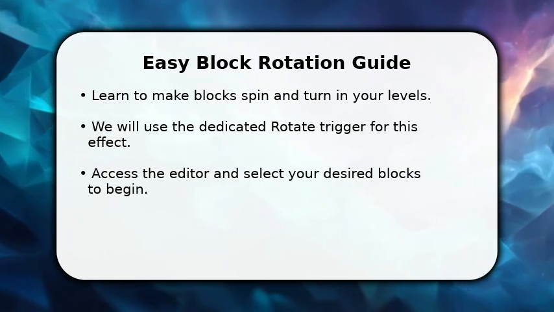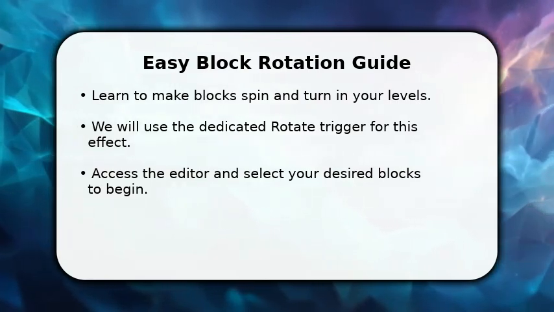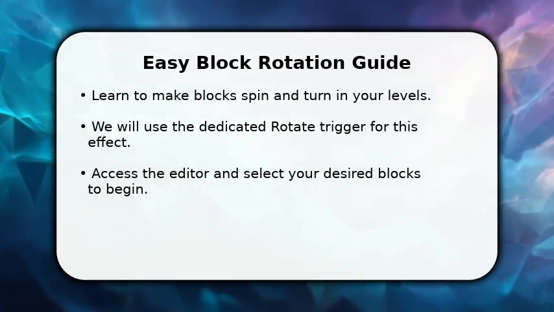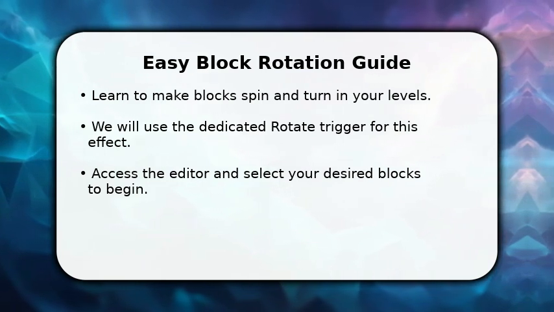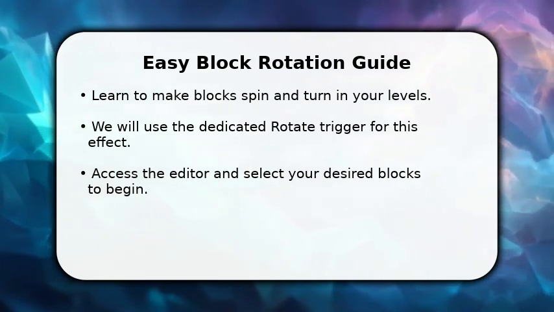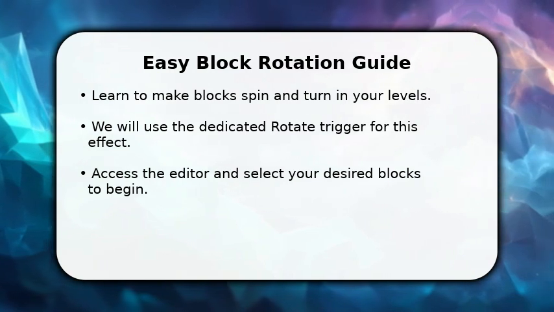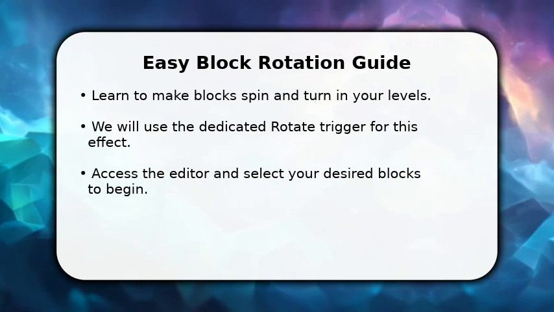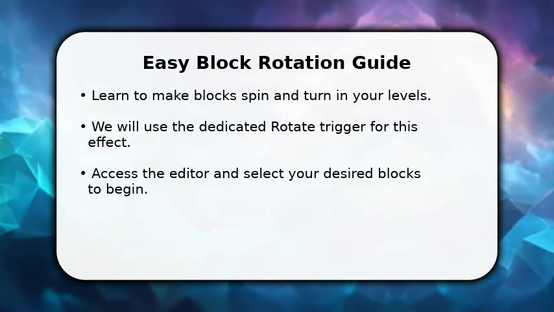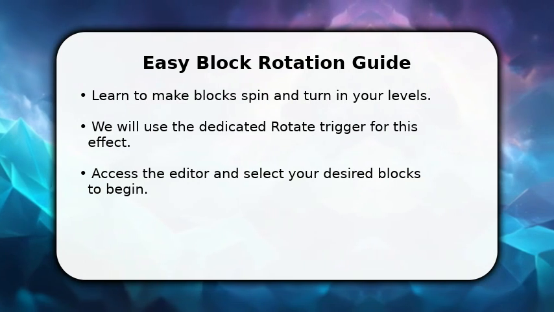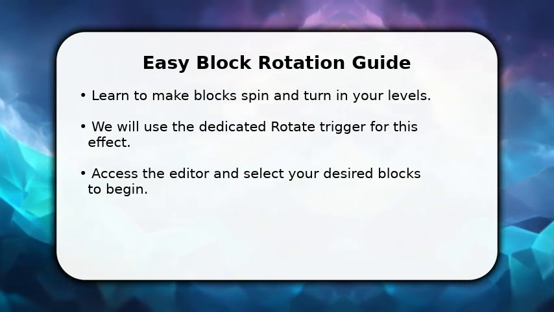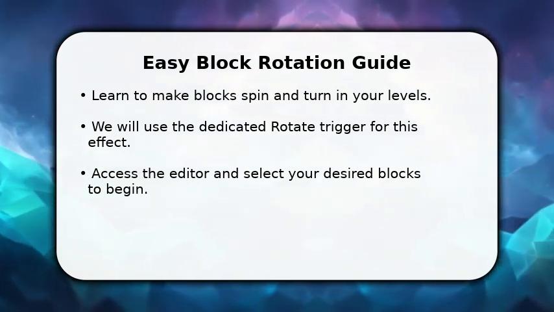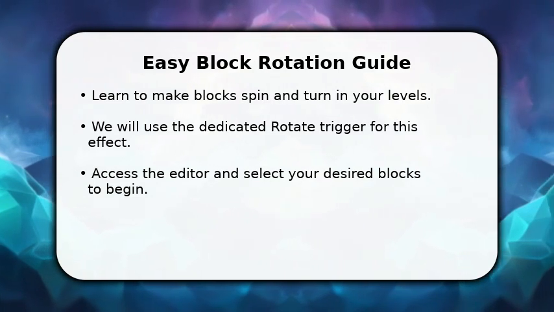In this video, I will show you how to make blocks rotate in Geometry Dash. First, open the editor and select the blocks you wish to rotate. You'll find the Rotate trigger in the Triggers tab, which is essential for this effect. This method is straightforward and allows for dynamic level design. We'll cover placing the trigger, setting its parameters, and assigning group ID to your objects. Get ready to add some exciting movement to your creations.